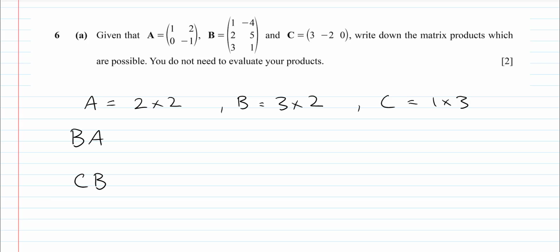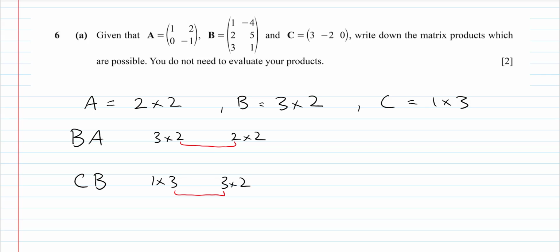If we do B times A, B is a 3 by 2 matrix, A is a 2 by 2, so those inner dimensions agree. And C times B, well, C is 1 by 3, and B is a 3 by 2 matrix, so these inner dimensions agree. You can try all the other combinations, but for each of them, those inner dimensions will not agree.